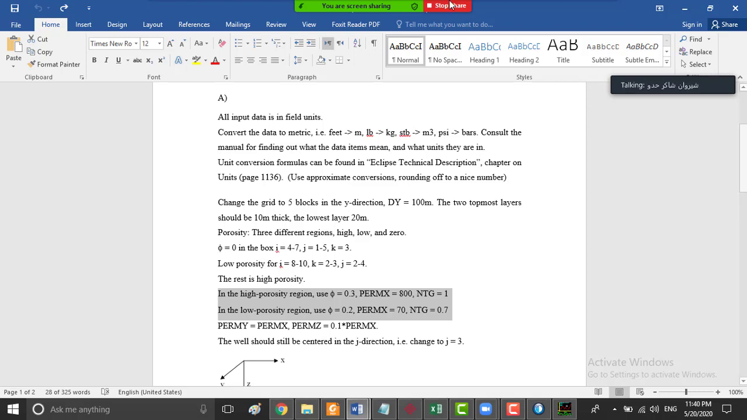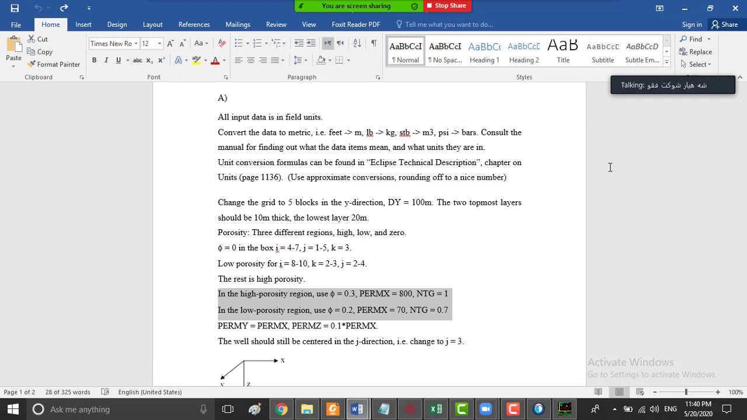Yes, teacher. Very good. So it's permeability from the X direction. What, Shahyar? The permeability 800 is the permeability from the X direction only? No, it is perm X. You have permeability in the X direction for every cell.